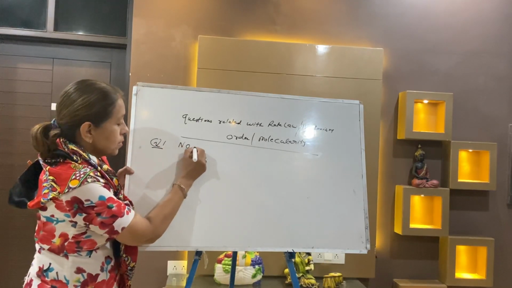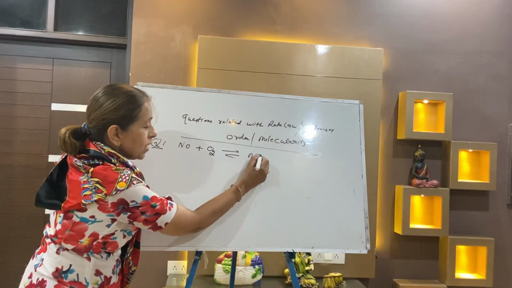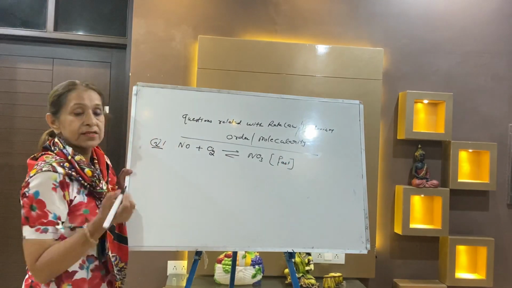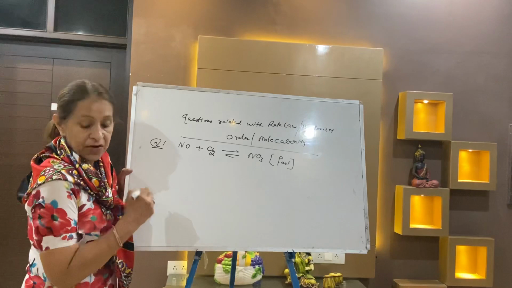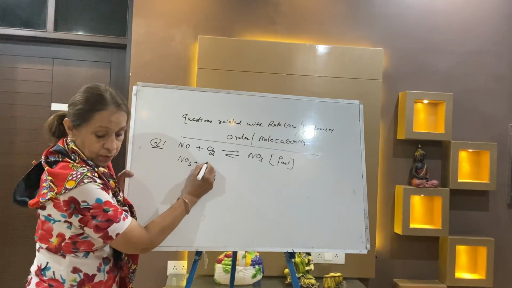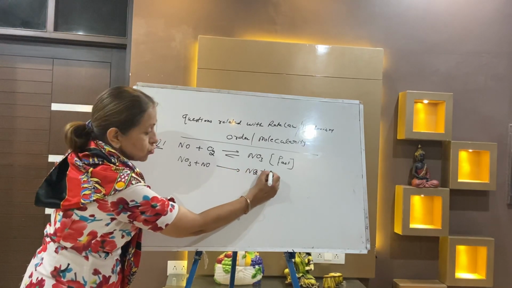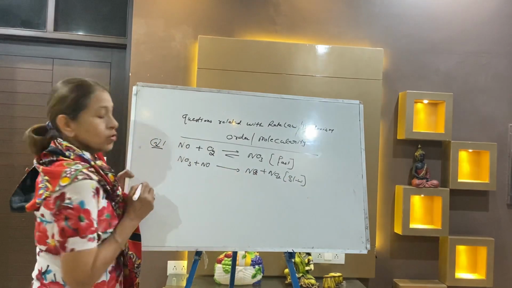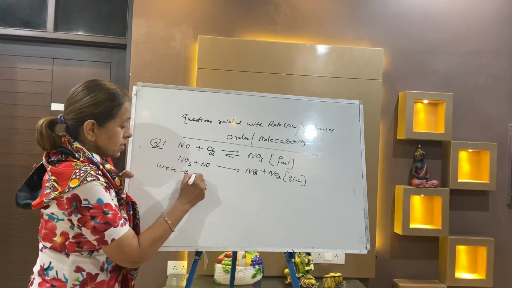NO + O2 ⇌ NO3. Today the first step is fast. In our last lecture our first step was slow. Today the first step is fast. Next is NO3 + NO → NO2 + NO2. This step is slow. The question is: write the mechanism.